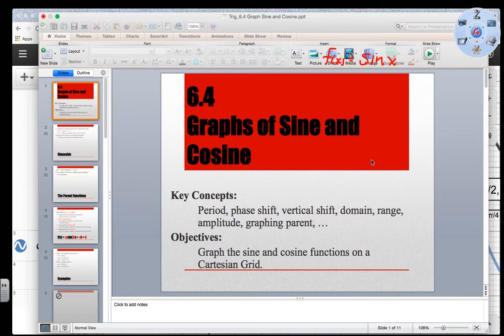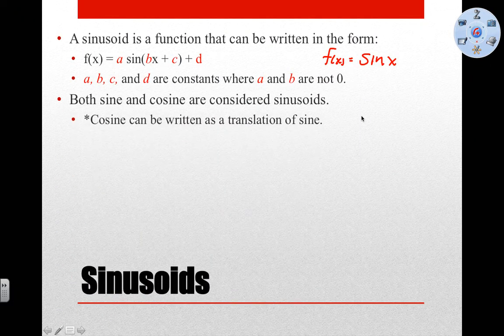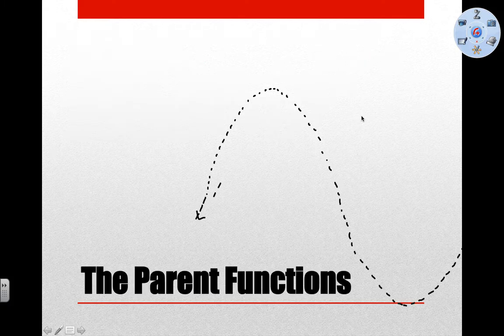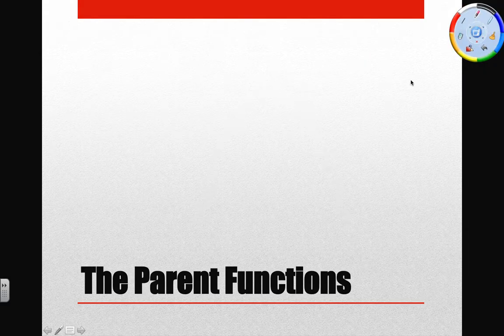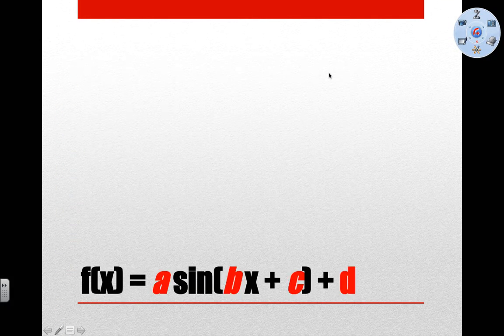So let's go back here to this. Went backwards a little bit too far, accidentally. So the parent function sine of x and cosine of x, we just did that on the table. But let's look at using A, B, C, and D.